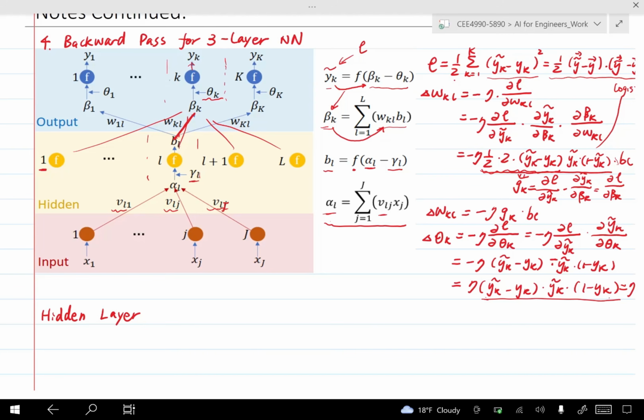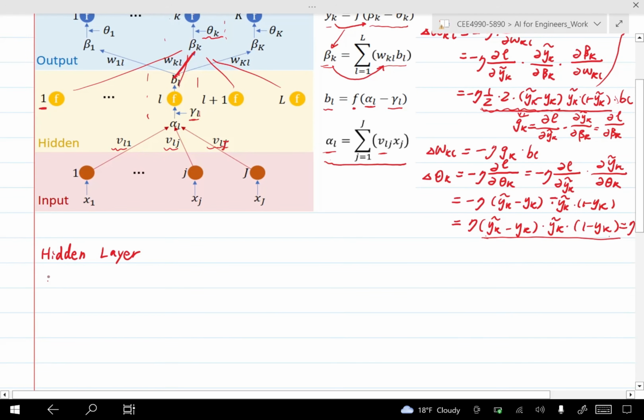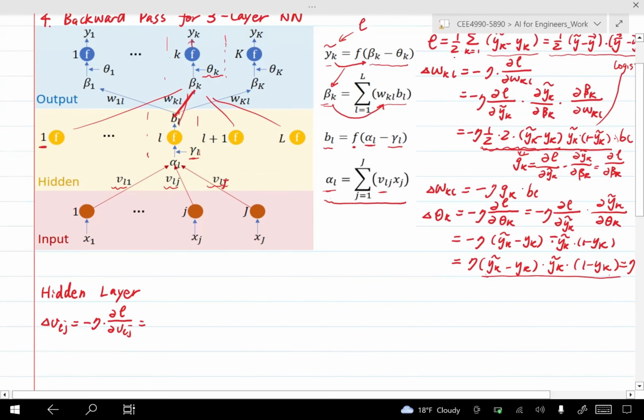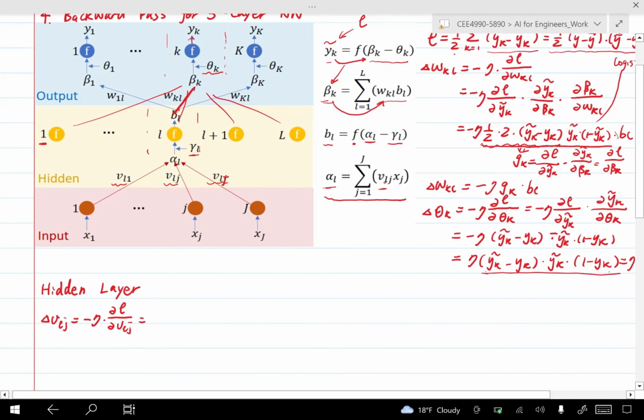So first, let's take a look at V. V is similar to the W in the first layer, in the hidden layer. We want to see what change we should have for V sub Lj, and based on gradient descent, it's proportional to the derivative of the loss function with respect to these parameters. So it should be partial L, partial V sub Lj. Next, let's see how to move from L to V sub Lj. Oh, that seems to be a long path, right? That's going to be a long chain.